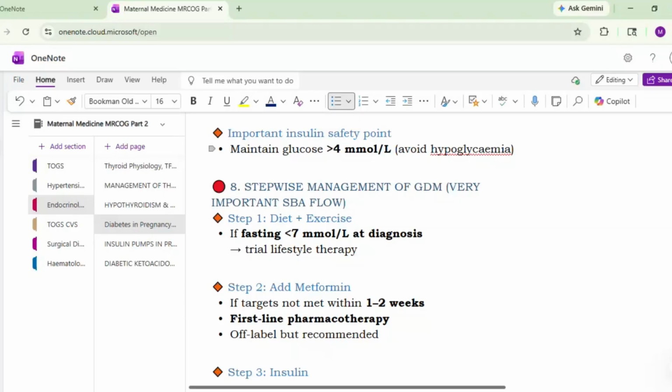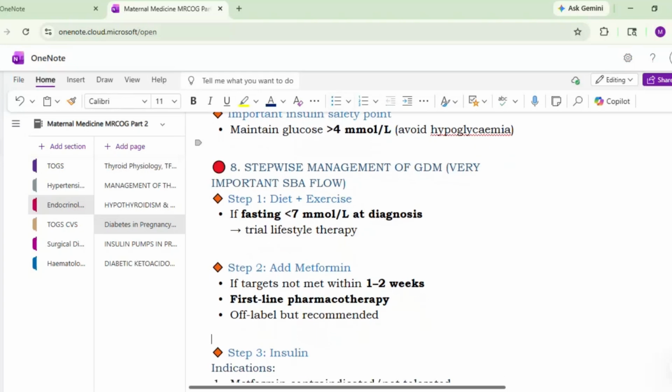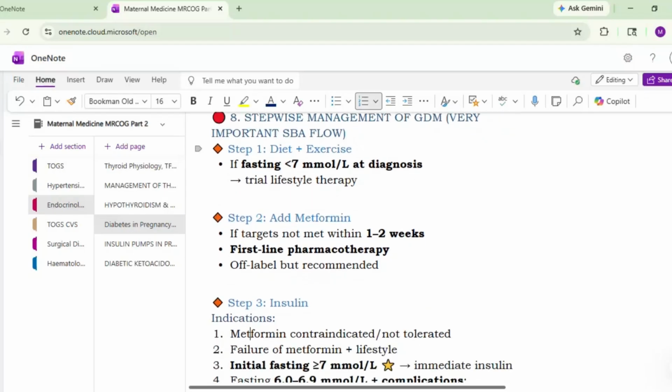They will ask you to interpret values of this blood sugar, and she is found to be GDM. Then what will be her management? If the fasting is less than 7 millimoles per liter at the time of diagnosis, she will be given a trial of lifestyle therapy, that is diet plus exercise. Metformin will be added in step 2 if the targets are not met within 1 to 2 weeks.